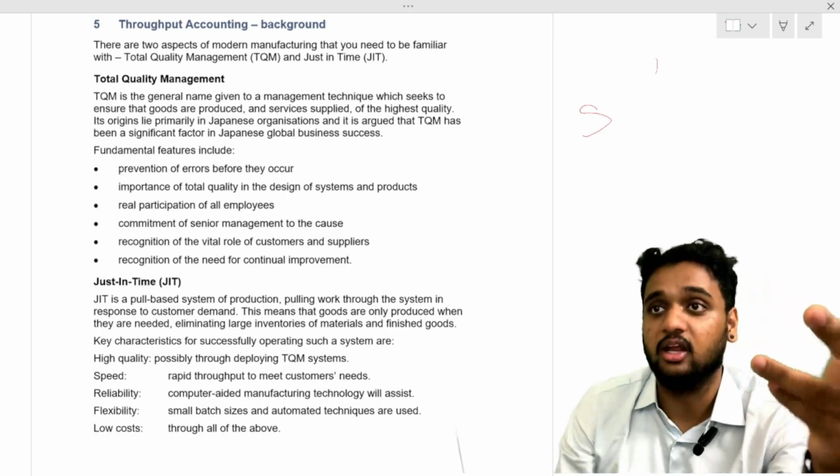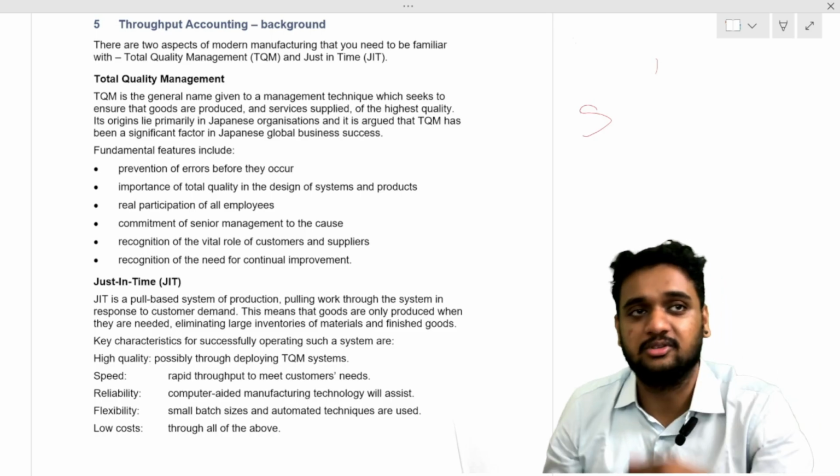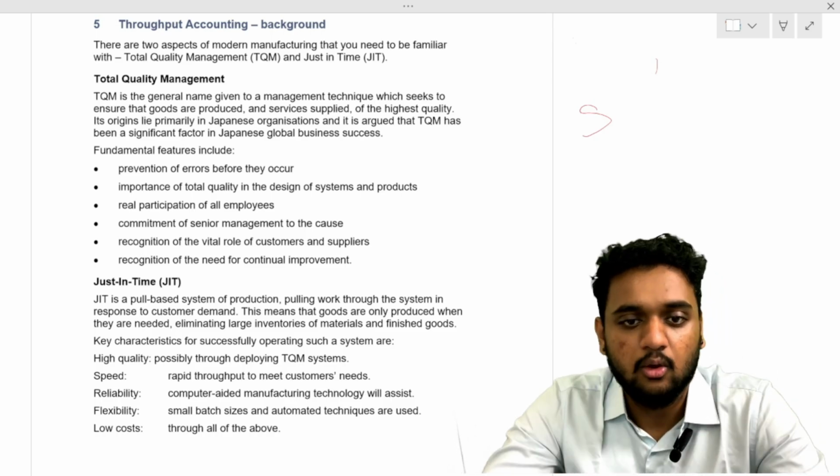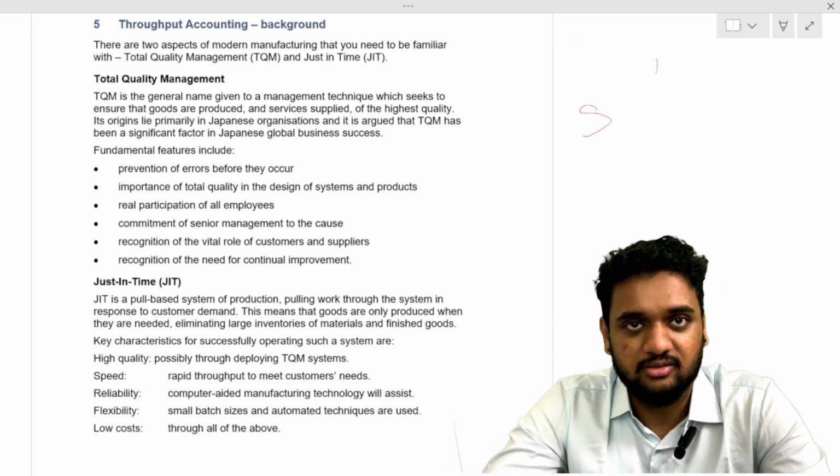But if you start giving quality, now your profit margins might be less. But a lot of customers will eventually start coming. So that is one thing. You will see 4 features of total quality.